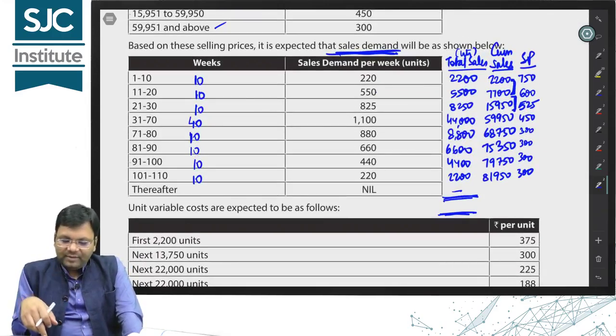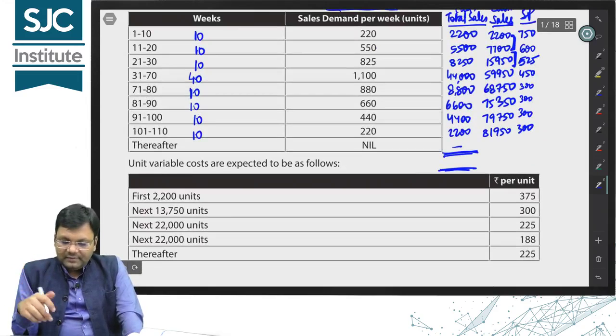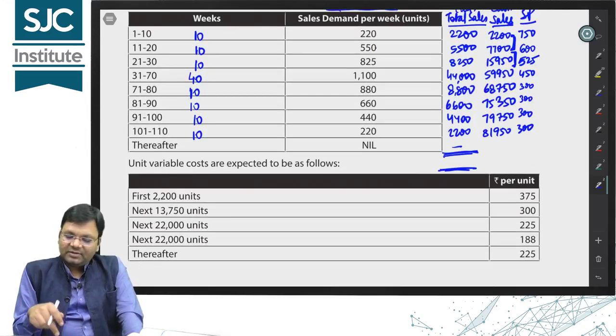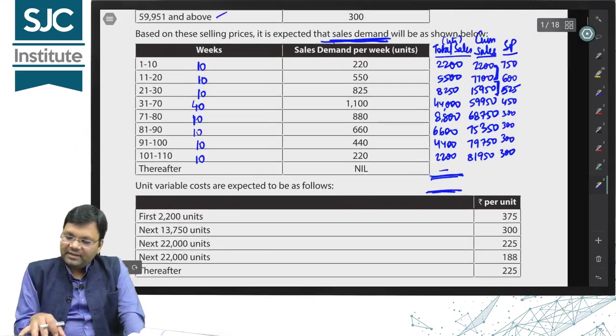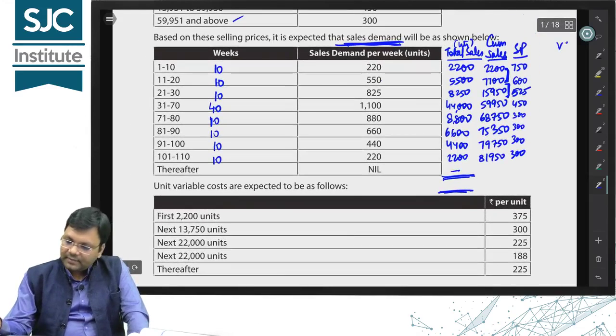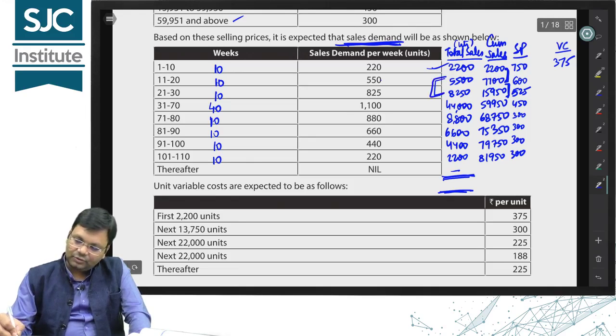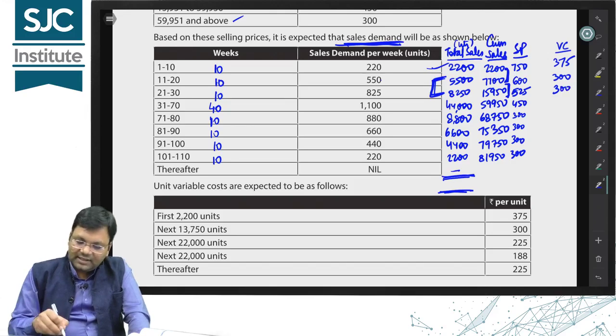So unit variable costs are also given, which are given in some slabs. First 2200, 375. So let's understand this here. Variable cost first 2200, it's matching with our first 2200, so price is 375. Next 13750 is these two together. So that means the variable cost here will be 300 and 300.